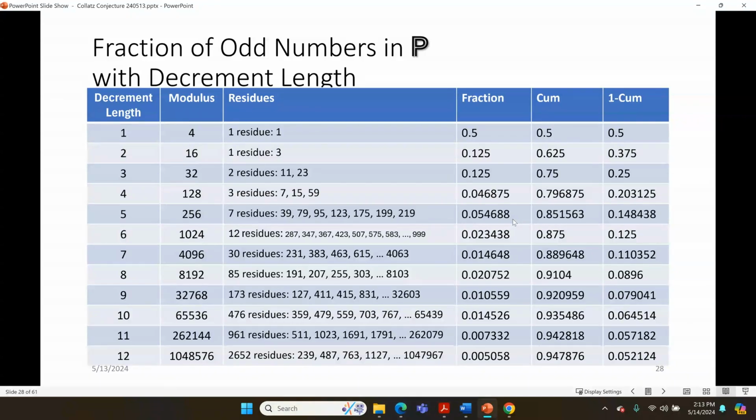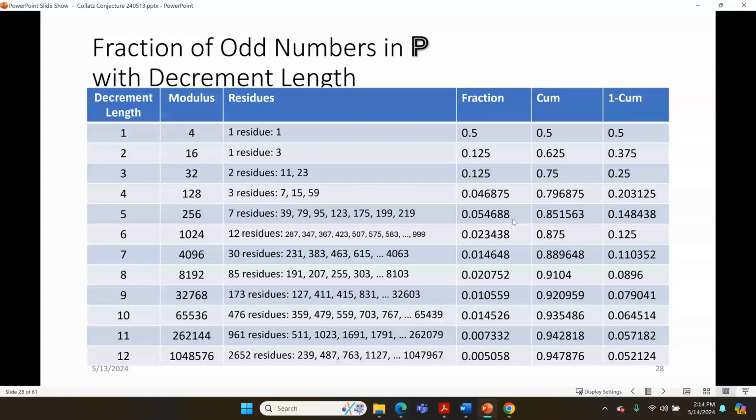We can continue this all the way down to decrement length 12, and the modulus there is 1,048,576. There's 2,652 residues, starting with residue 239. Each of these leads to a fraction of the odd numbers in P. So the first one has a fraction that's a half. The next one is 1/8. For decrement length 3, that's also 1/8. For decrement length 4, we're talking about 3 over 128.